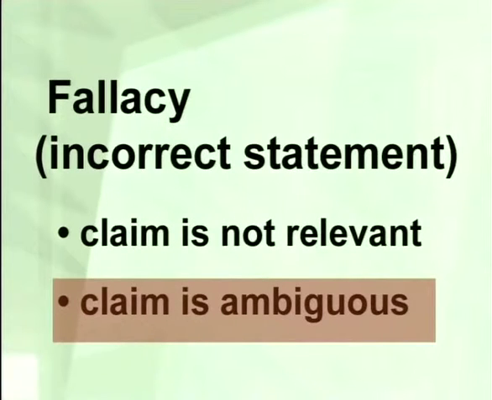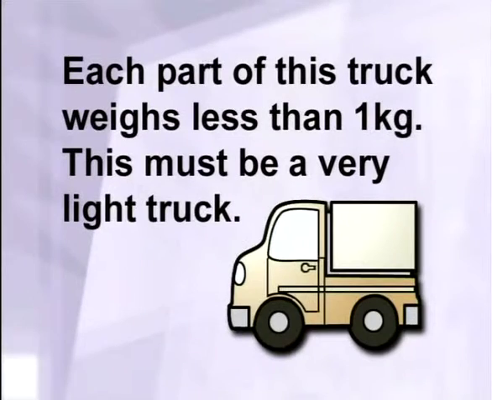relevance. And the second type are called fallacies of ambiguity. Now, there's no doubt that these are a lot easier to deal with because, well, they sound really stupid. In fact, most of them are just completely silly. Here's an example. Each part of this truck weighs less than 1 kilogram. This must be a very light truck. It's clear that there are two meanings here.